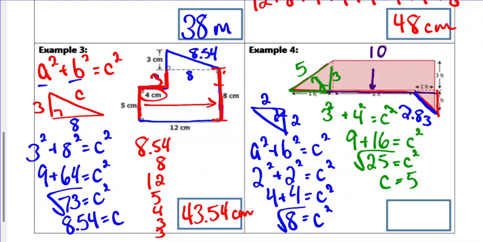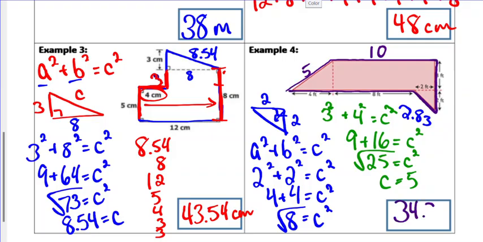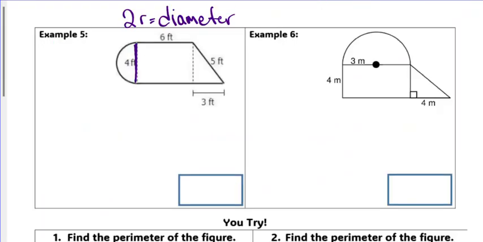I'm going to clean this up just so I make sure I don't count something that's not really a part of the perimeter. And I'm just going to go around the shape and add everything up. 4 plus 8 plus 2.83 plus 2 plus 3 plus 10 plus 5. Altogether, that gives me 34.83 feet. Whoops, that's not supposed to be there yet.